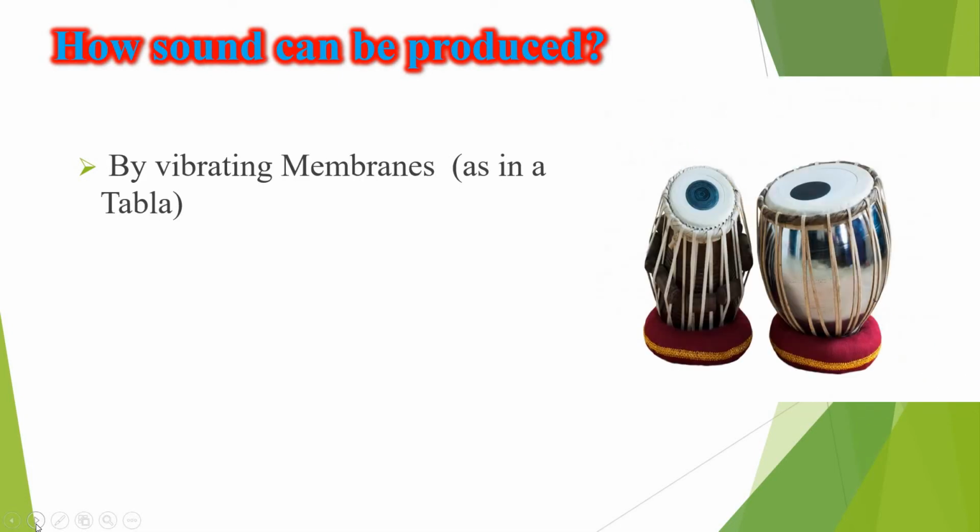Next is by a vibrating membrane, as in a tabla. If we hit the stretched membrane of the tabla, the membrane starts vibrating and produces a sound. Now if we put a few small pebbles on the membrane of this sound producing tabla, the pebbles will start jumping up and down, showing that the tabla membrane is vibrating while producing a sound. The sound is produced when the membrane of the tabla vibrates.